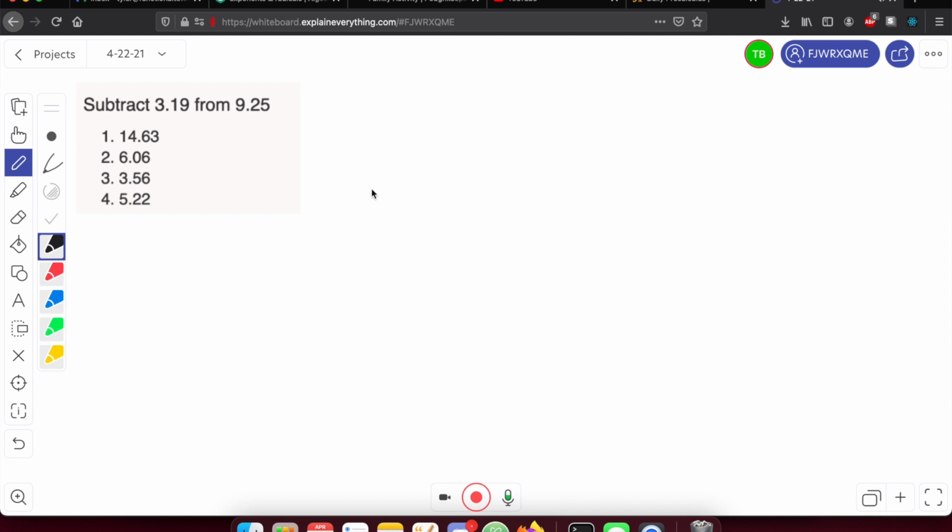In this problem we're going to be doing just an arithmetic one, so we're just going to subtract 3.19 from 9.25. Now we want to rewrite this in terms we can really understand. So when we're subtracting a number from another number, this means that the second number goes first, 9.25, minus the first number, 3.19. So subtracting 3.19 from 9.25 is the same as 9.25 minus 3.19.